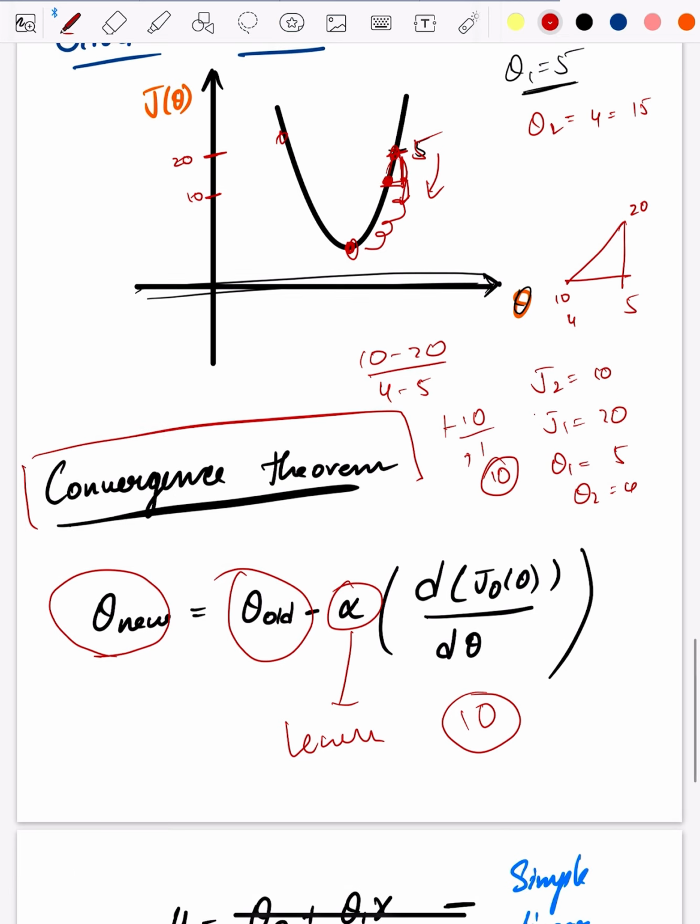Sometimes you'll be stuck here. Then, in the sense like your random value might give the cost value there. Then you're gonna come down slowly, slowly, slowly. Then that's your objective.